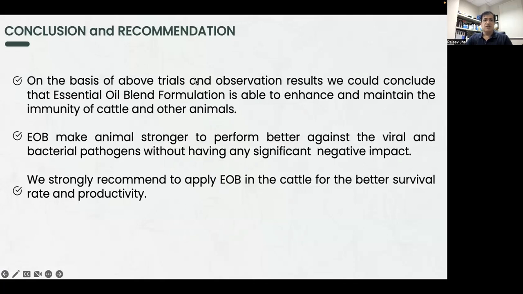So our conclusion and recommendation: on the basis of above trials and observation results, we could conclude that essential oil blend formulation is able to enhance and maintain the immunity of cattle and other animals. Essential oil blend make animals stronger to perform better against the viral and bacterial pathogens without having any significant negative impact. We strongly recommend to apply essential oil blend in the cattle for the better survival rate and productivity.